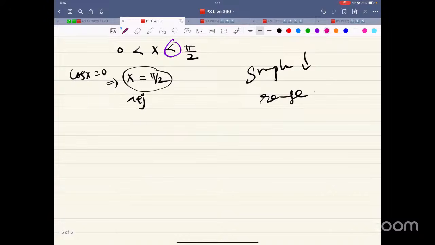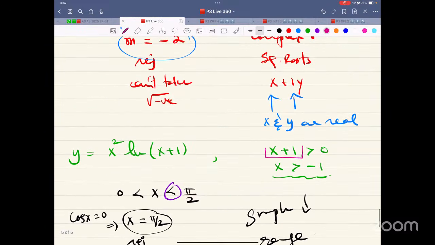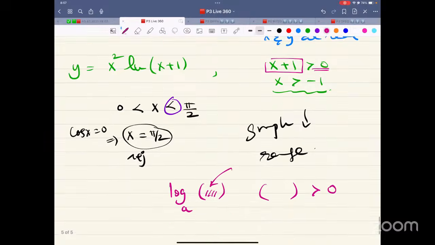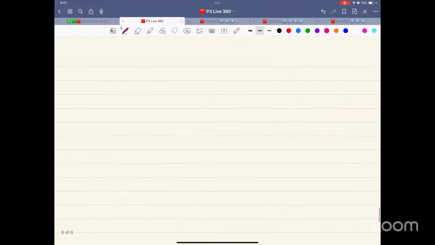Sometimes it could be about log of something base a. So this something has to be positive. This something inside the bracket has to be positive. The same thing that I applied over here. It's the same application over here. So these are some of the reasons why we reject a particular answer.